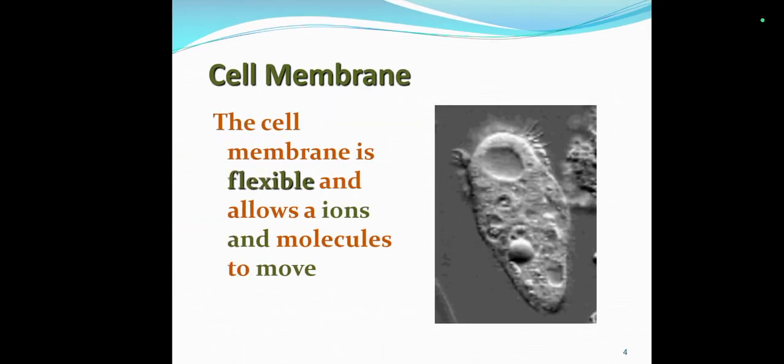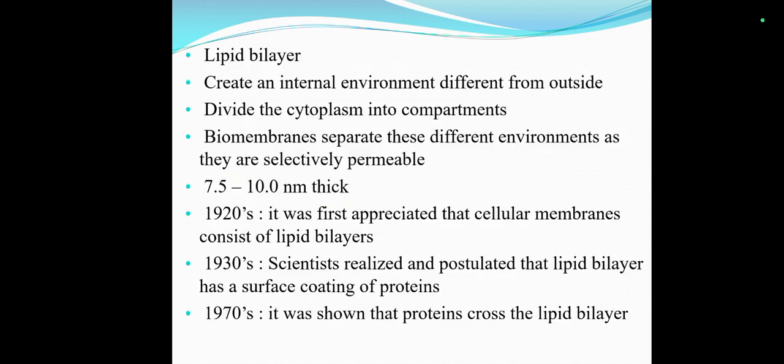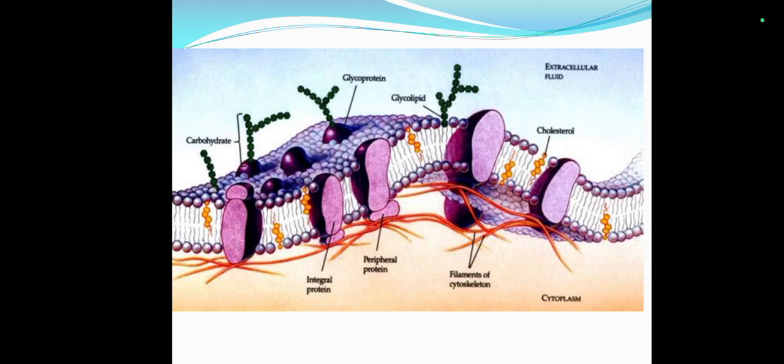This flexible structure is also helpful for the movement of molecules in and out of the cell. The cell membrane is a lipid bilayer, and this lipid bilayer is helpful in the maintenance of the internal environment of the cell. The thickness of the cell membrane is 7.5 to 10 nanometers. With the passage of time, several theories were proposed regarding the structure of the cell membrane. Finally, in the 1970s, it was proposed that it is a lipid bilayer with integration of different types of proteins.